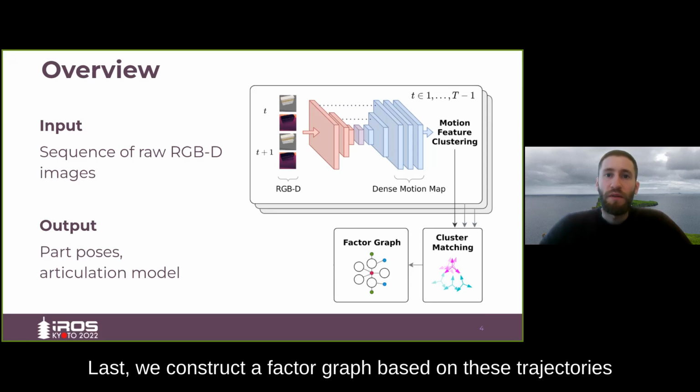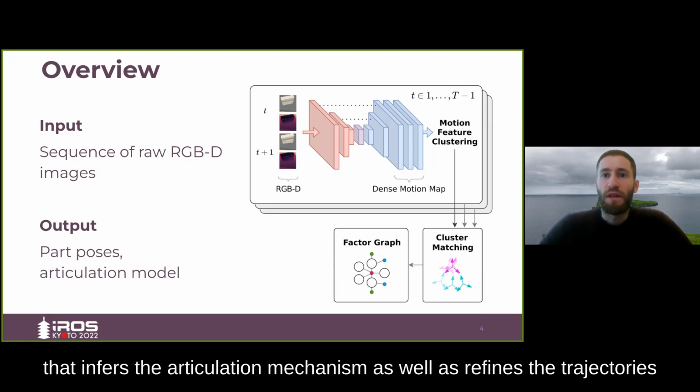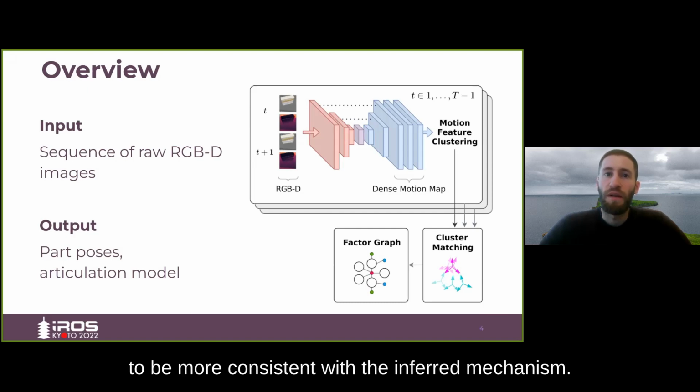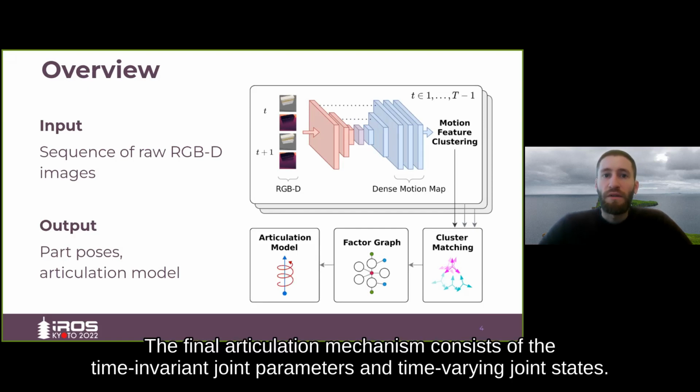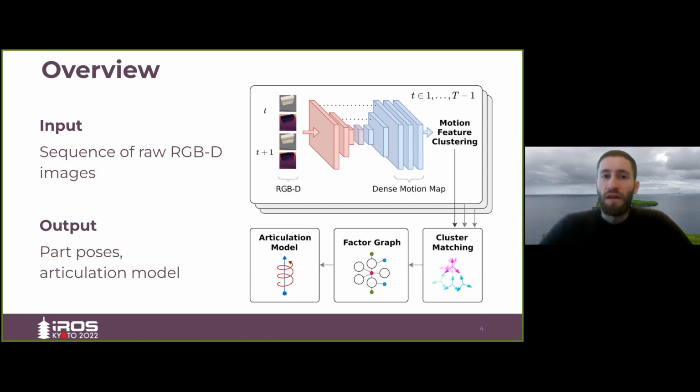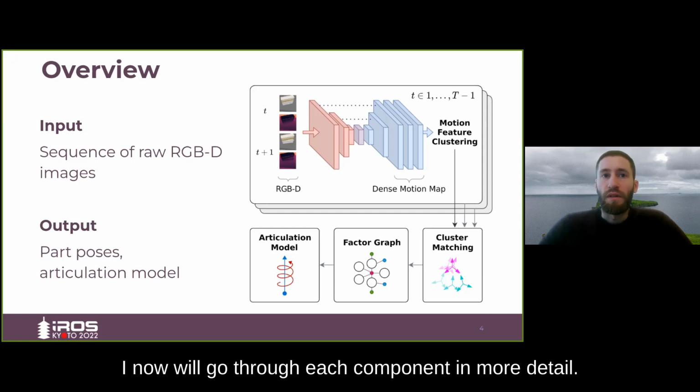Last, we construct a vector graph based on these trajectories that infers the articulation mechanism as well as refines the trajectories to be more consistent with the inferred mechanism. The final articulation mechanism consists of the time-invariant joint parameters and the time-varying joint states. And now we'll go through each component in more detail.